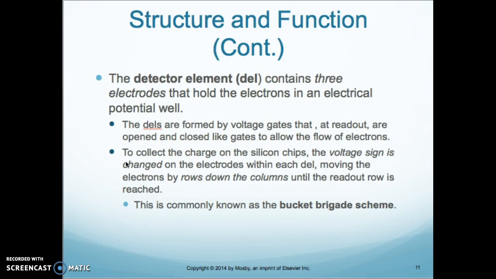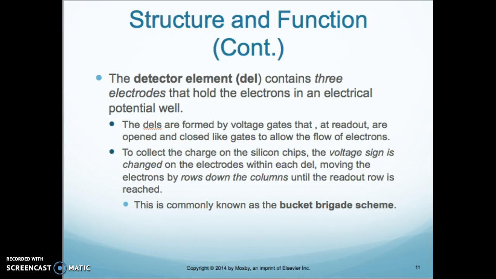The detector element, or the DEL, which we talked about last week, contains 3 electrodes that hold the electrons in an electrical potential well. So it's kind of sitting in this little gully. The DELs are formed by voltage gates that at readout are opened and closed like gates that flow electrons. The gates collect the charge on the silicon chips. The voltage sign is changed on the electrodes with each DEL, moving the electrons down the rows and the columns until each row is reached. So it goes row by row and keeps going throughout the whole unit.